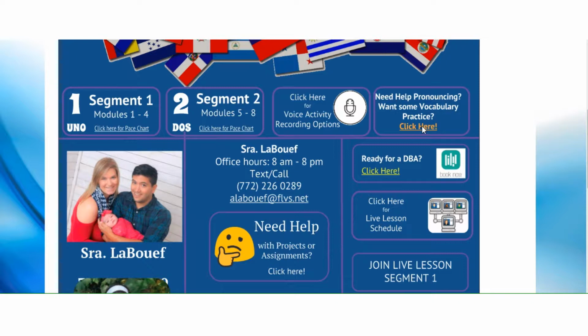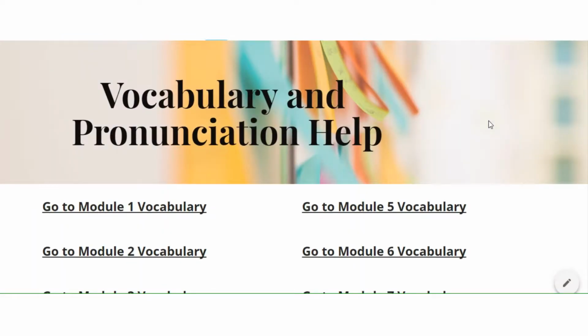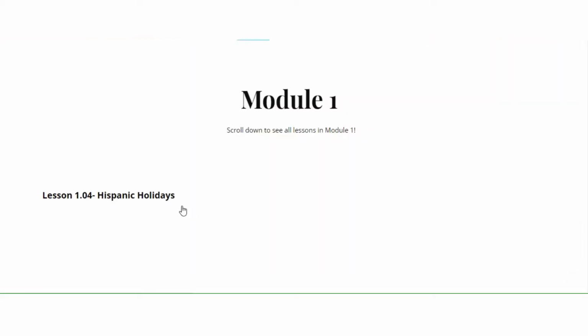So on the homepage of the course over here on the right-hand side in the corner, it says need help pronouncing or some vocabulary practice. So we're going to click here. And this is all about vocabulary and pronunciation. And you can see there is vocabulary for each module. Let's go to module 1 just as an example.